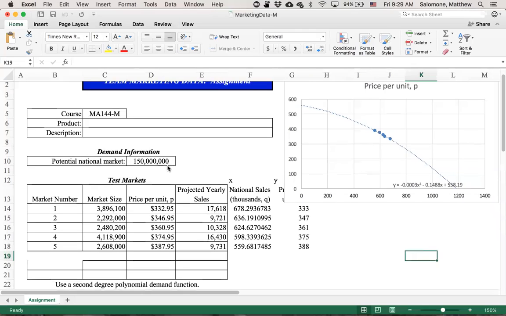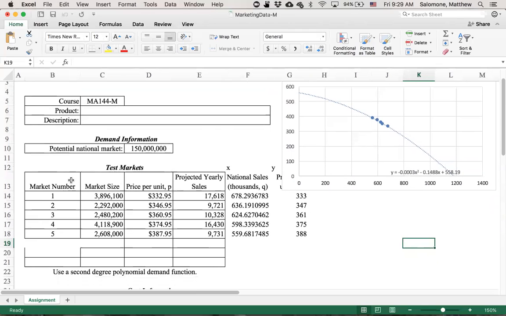So the marketing data that you were given showed you, first of all, how large the potential national market for your product was. And then secondly, the results of test marketing that product in each of a handful of different test markets. So in the data that I'm using as a demonstration, there were 5 test markets, so 5 different price points at which you were testing your product in those markets. And each of those test markets is considerably smaller than the national market itself.